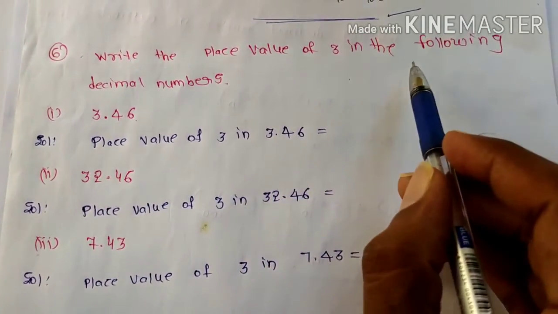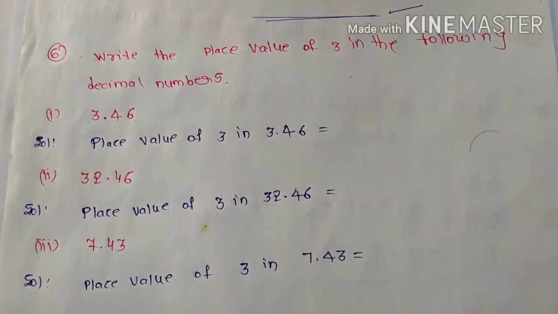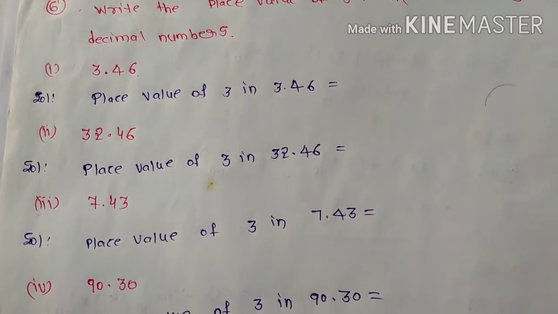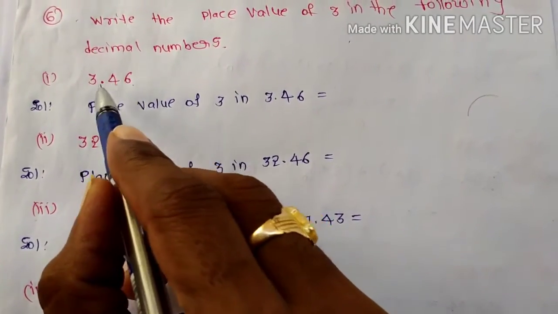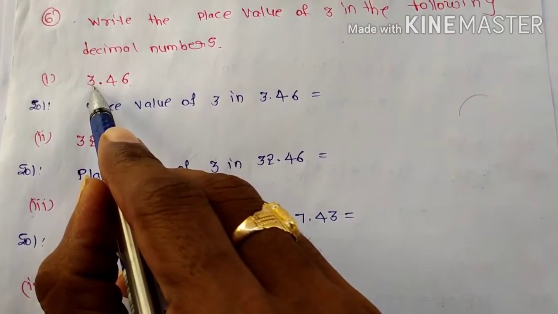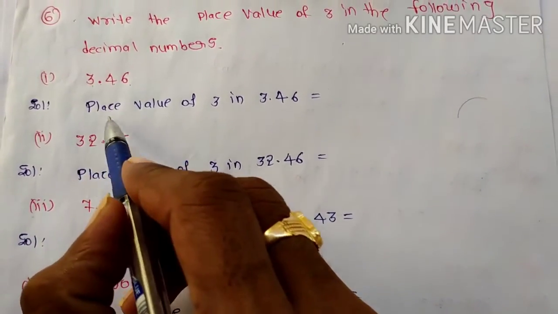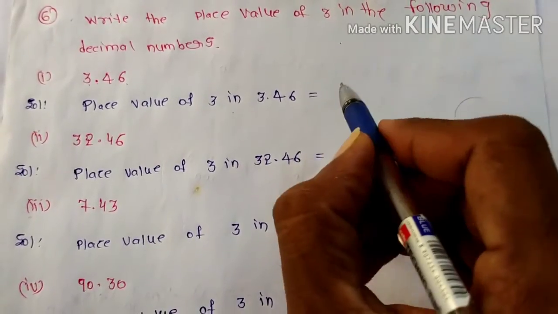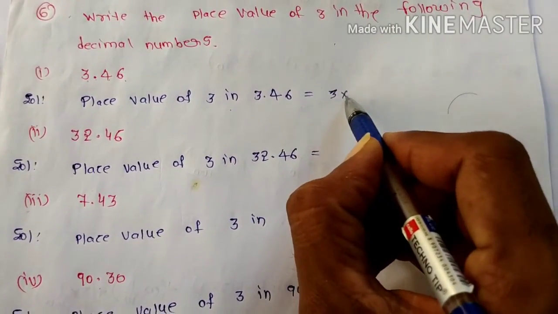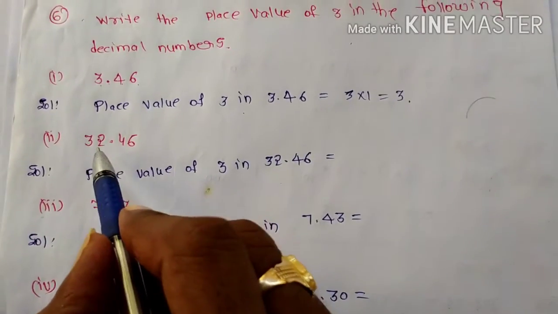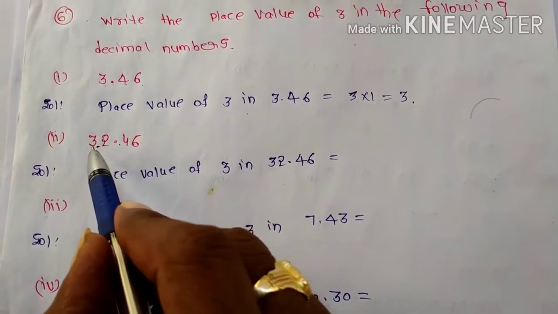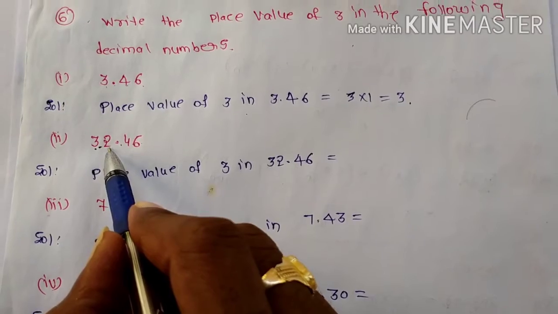Now you can see here question number 6. Write the place value of 3 in the following decimal numbers. We need to find here the place value of 3. See here 3.46. Is it units place or not? Yes or no? Yes. So that we can write here the place value of 3 in 3.46 is equal to 3 into 1. 3 into 1 is how much? 3 only. Your answer is 3. In the similar way, 32.46. See, 3 is at which place? This is units place.